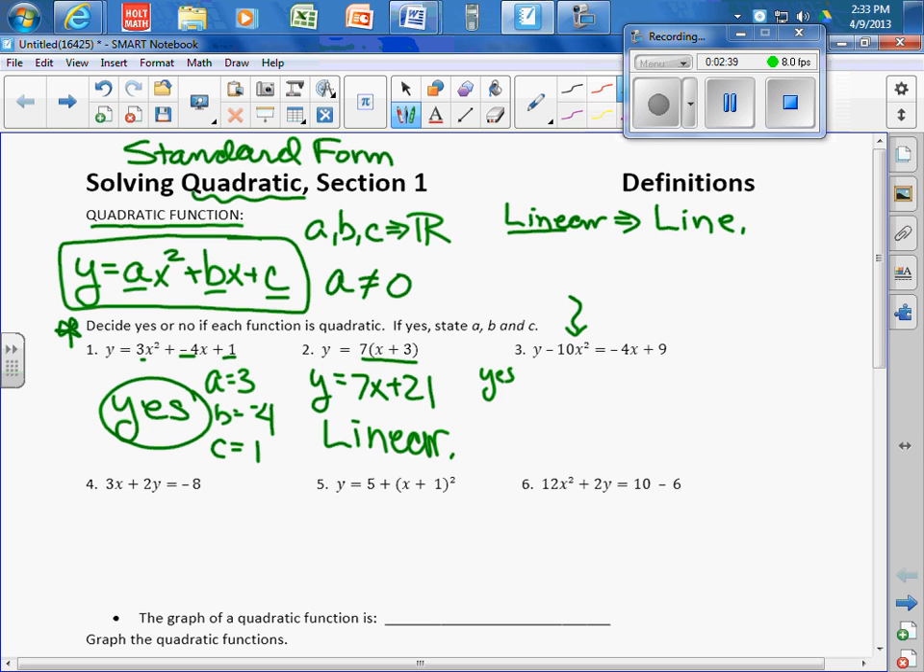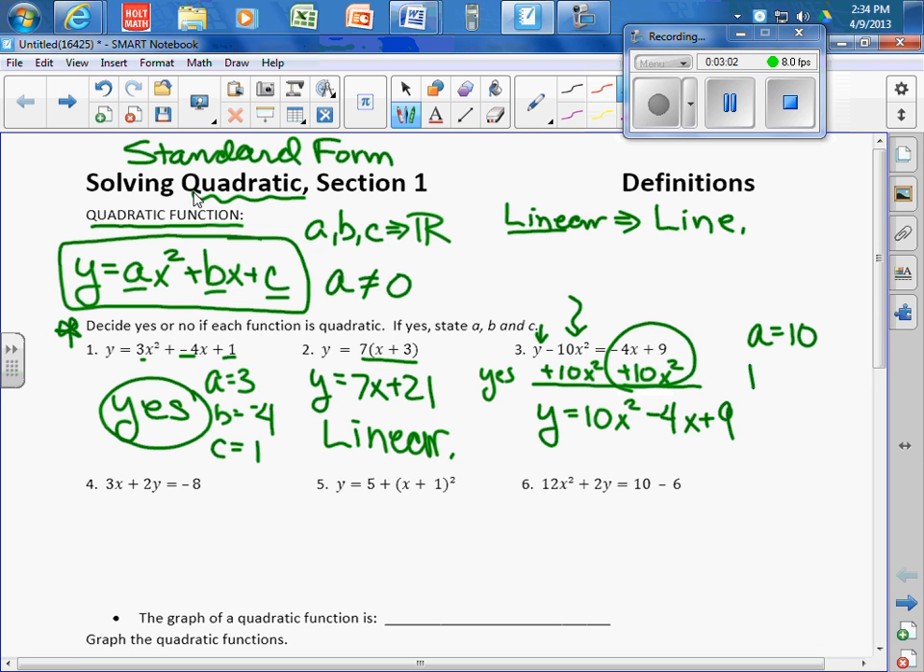Well, we have to have the y by itself. How are we going to get that y by itself? We're going to add 10x squared to both sides of the equal sign. Get y is equal to 10x squared minus 4x and then plus 9. We don't have any like terms over here, so we can't combine any of those. So it's just y is equal to 10x squared minus 4x plus 9. And in this case, a is equal to 10, b is equal to -4, and c is equal to 9.